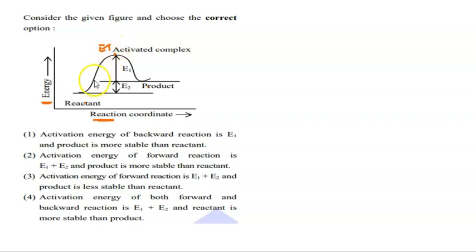But that threshold energy is not there for the reactants. Reactants, to get the threshold energy, have to supply the activation energy. That activation energy is E1 plus E2, which is considered as the activation energy for the forward reaction.